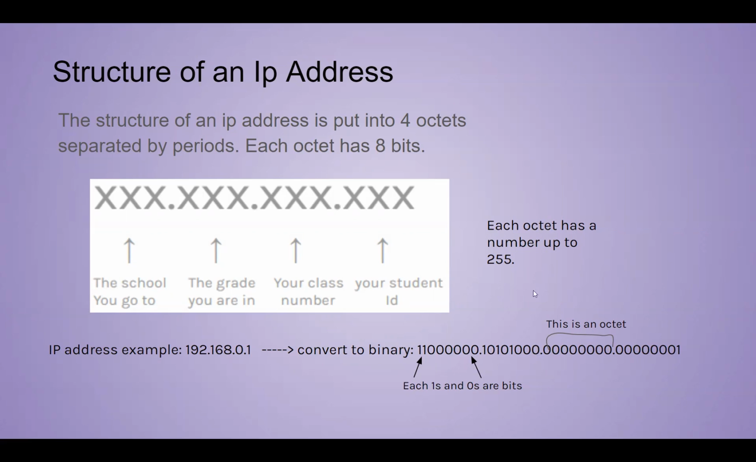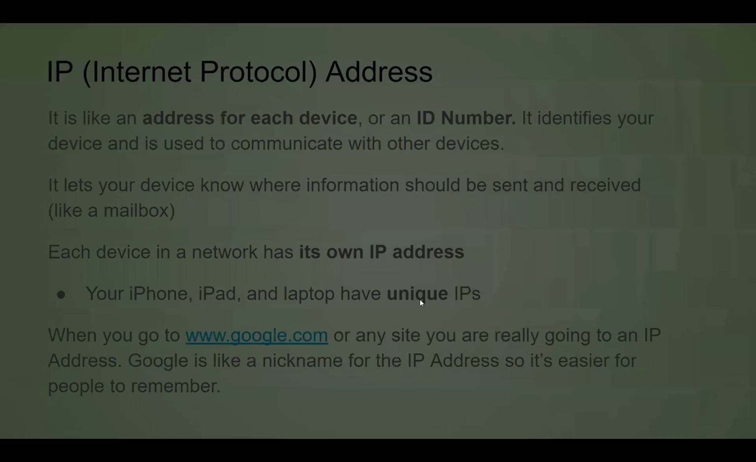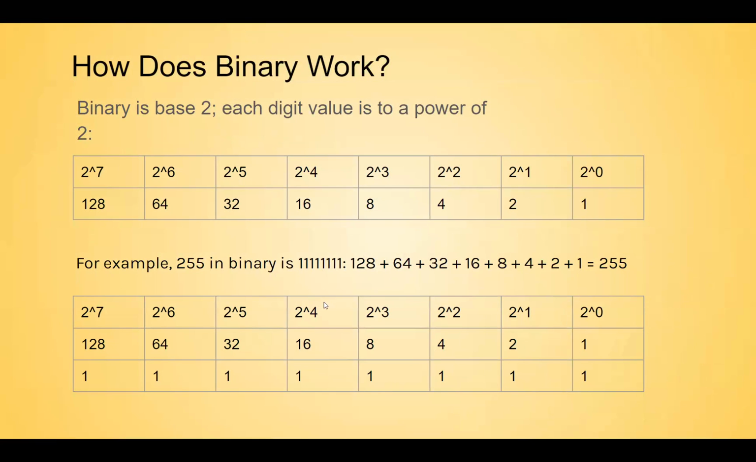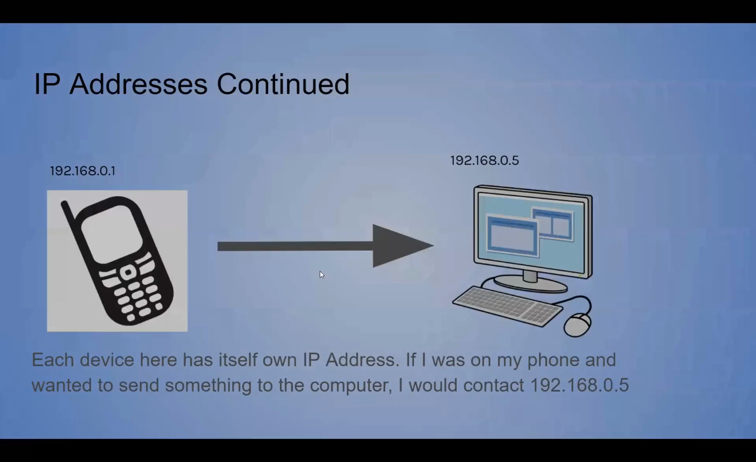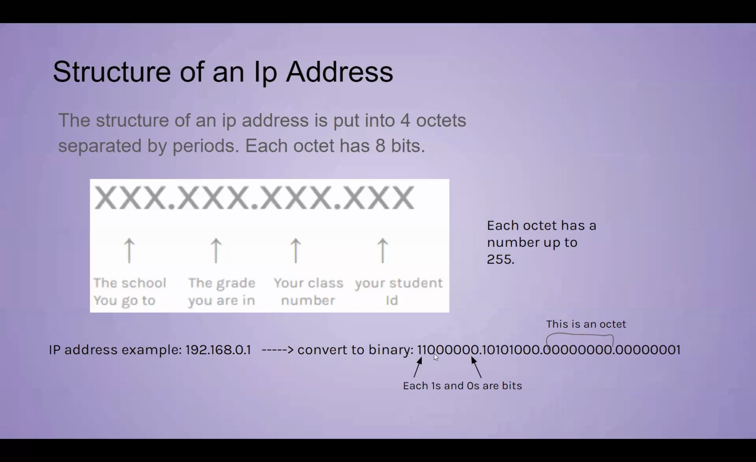Each octet has a maximum number of 255 because the highest number you can get is if all of these 8 bits in one octet are ones. As we saw in the example from earlier, 255 in binary is 8 ones. So in this octet, which has 8 bits, if all of these bits are ones, then we get 255.